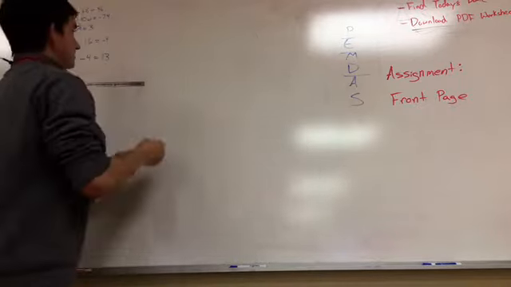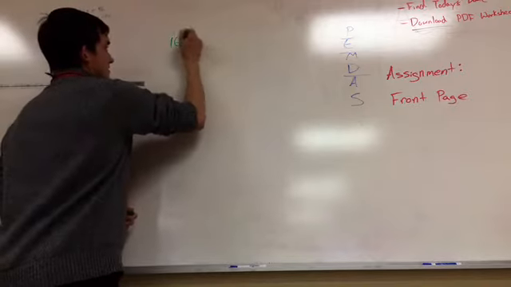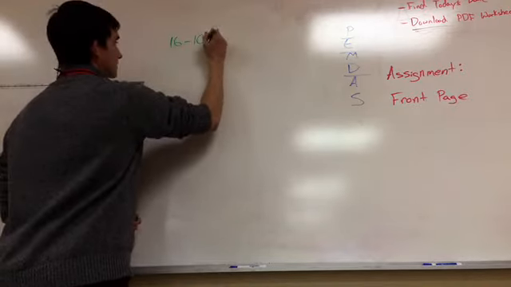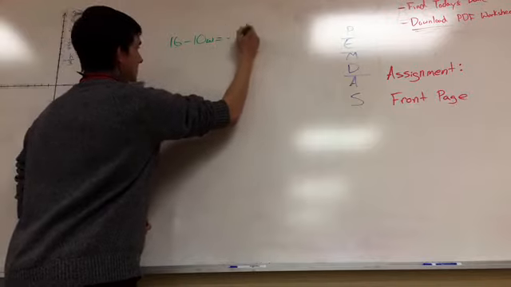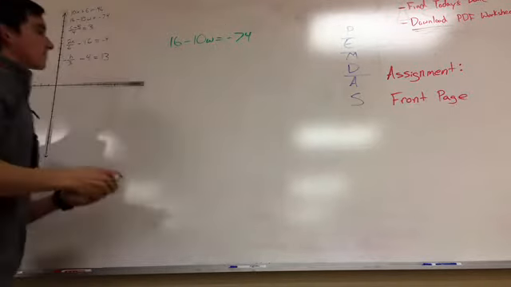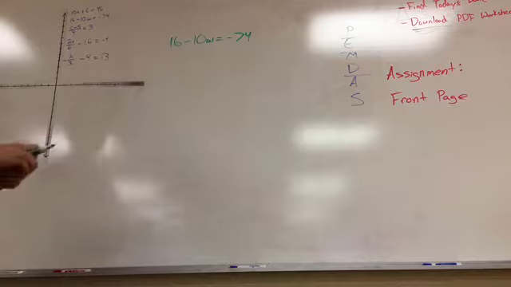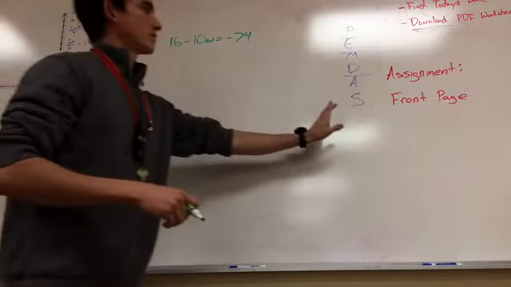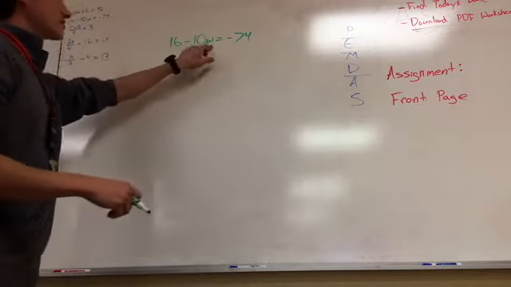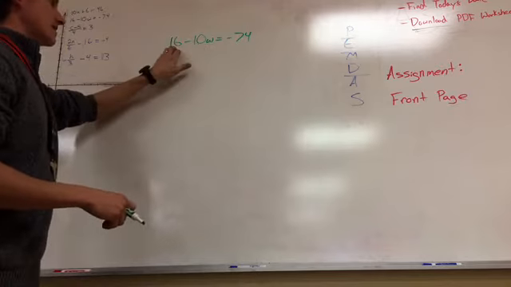Let's do 16 minus 10w equals negative 74. Okay. Again, inverse order of operations. I want to solve for the w, so I want to get rid of this minus 10 and that 16.